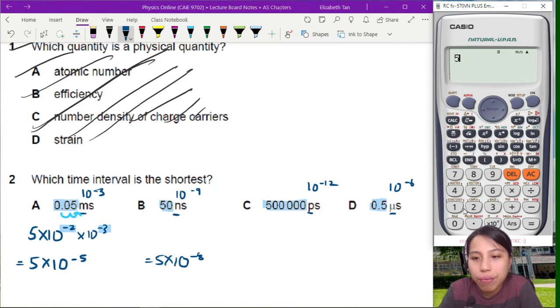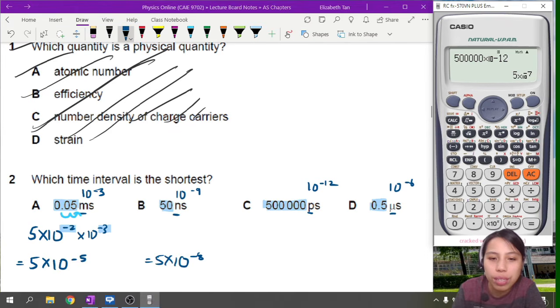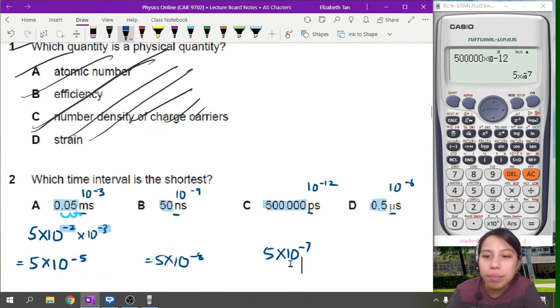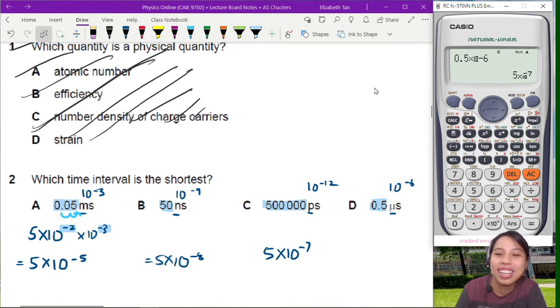Let's go to the next one. 5, 0, 0, 0, 0, 0 times 10 to the negative 12. Hit equal. I get a fraction. I hit SD and I get my standard form right up there. Beautiful. Let's try the next one. So this will be converted to 5 times 10 to the negative 7. Last one. Clear. 0.5 times 10 to the negative 6, equals, SD, 5 times 10 to the negative 7. Done.